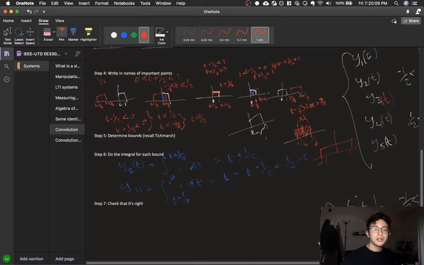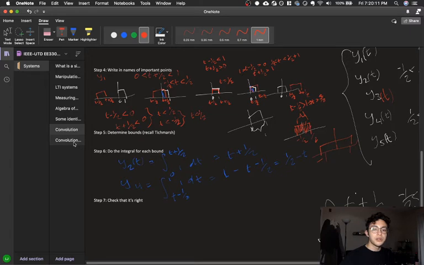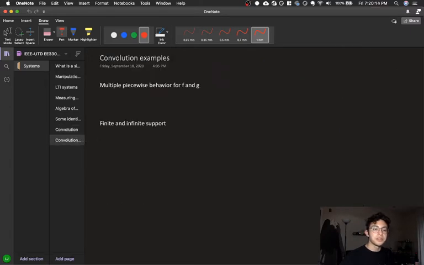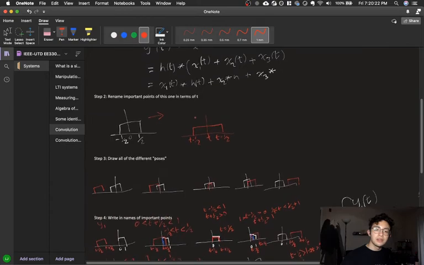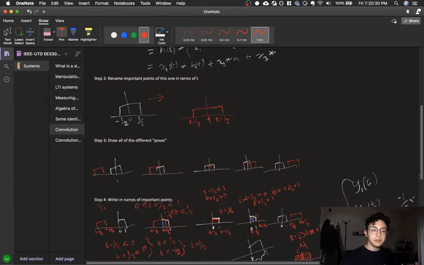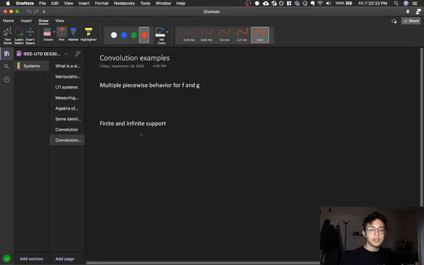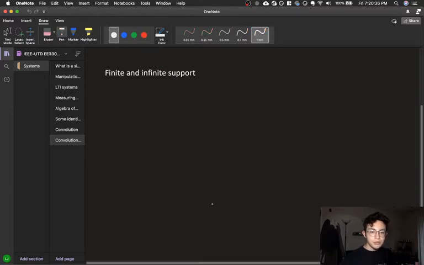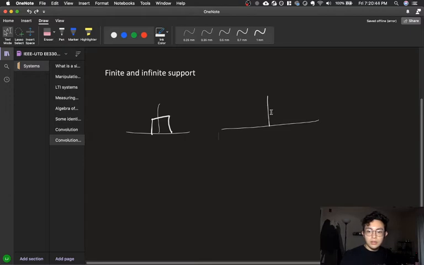Yeah, let's see. So I could go ahead and do some more examples. One that I wanted to get was one with infinite and finite support. I should probably show you all how I would do these fast. So if I were to just define the same function, x of t, I'm going to do the same thing that I had before.